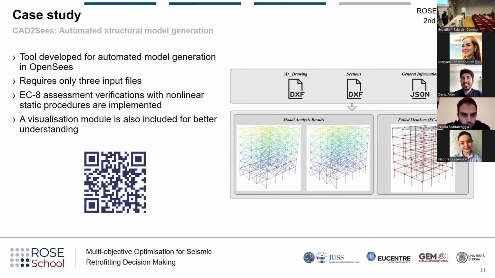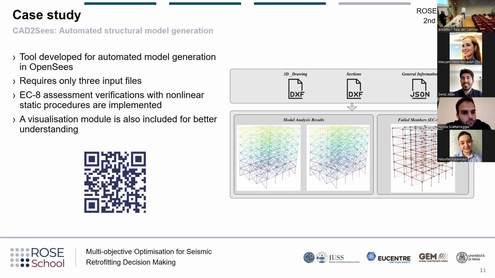It needs only 3 input files: a 3D drawing of the building, which you will do in AutoCAD or FreeCAD or whichever CAD tool you want, the sectional drawings, and then also the general information JSON file. The tool itself will fetch all the information from the CAD drawings, generate the model, and do the assessment for you based on the Eurocode, using non-linear static procedures.